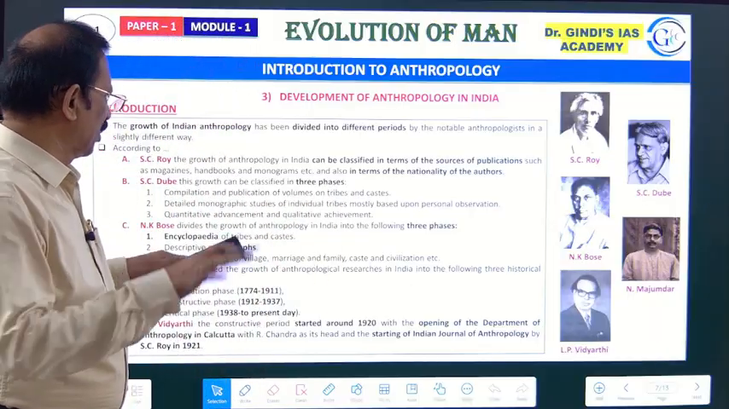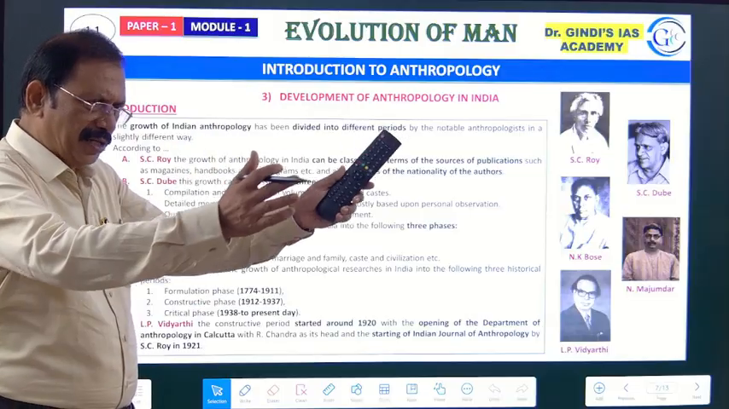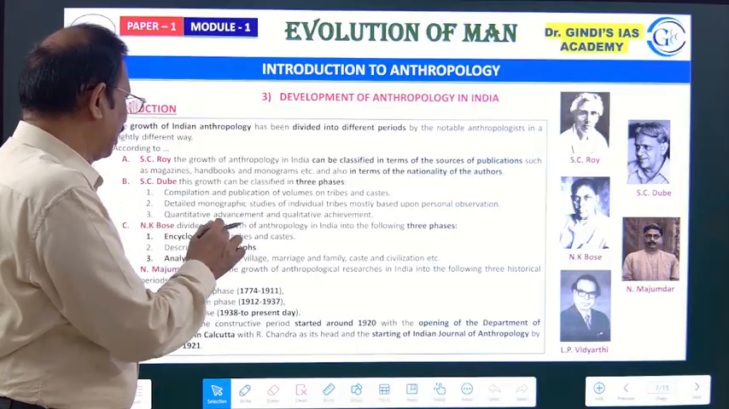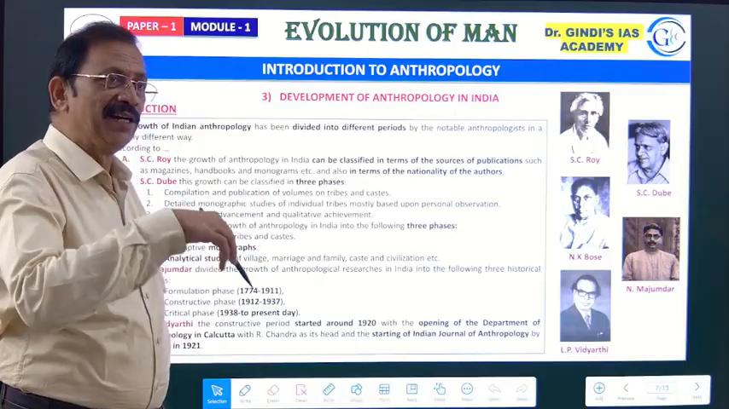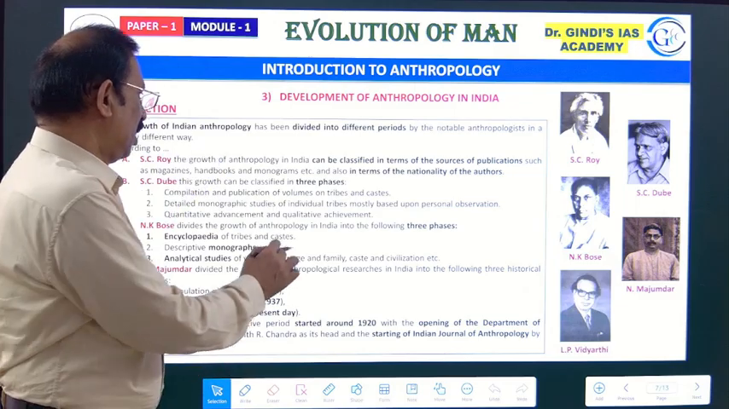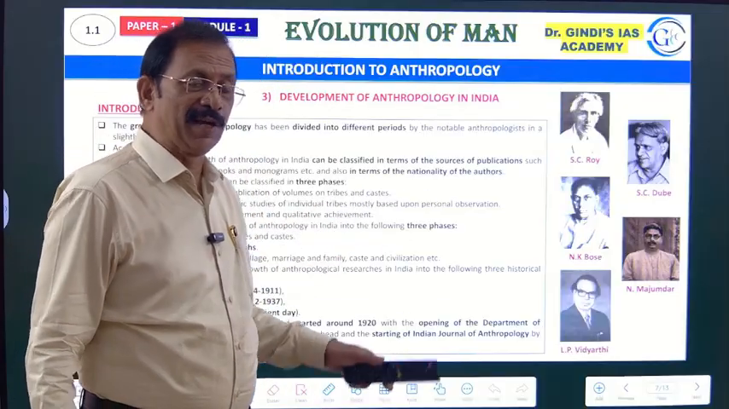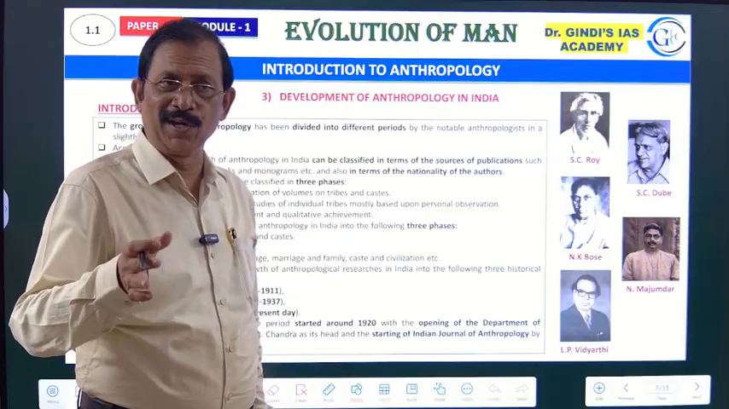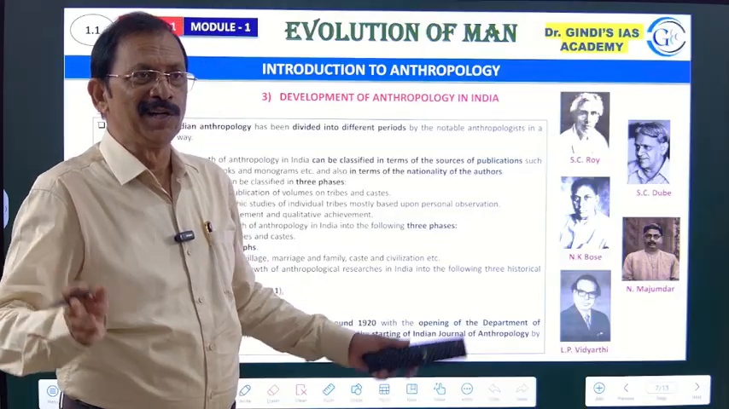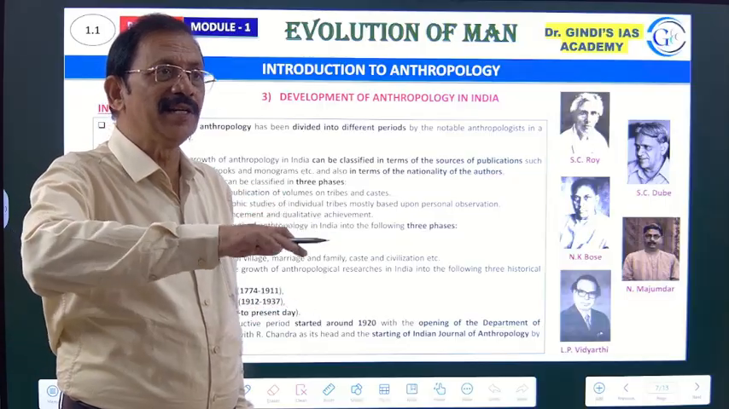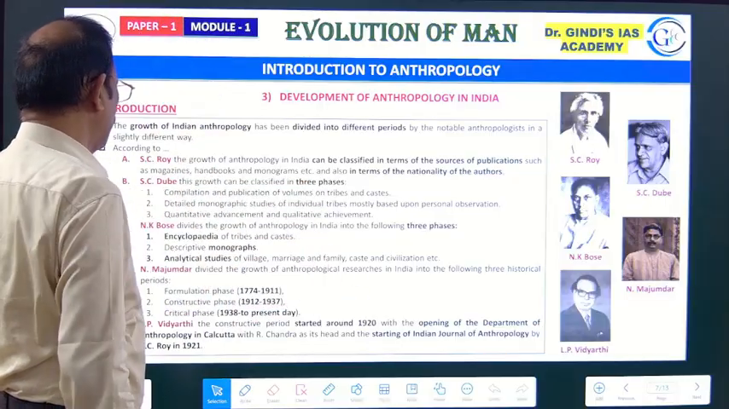So this was the first stage, only collecting data and compiling the data for publication. Then detailed monograph study. After that, detailed monograph studies were printed on individual tribes. So previously collectively, then individual tribes, Mundas, Yanadis, Chenchus, Boyas, Koyas, like this individual tribes are there. So slowly another stage started. That is the second stage as per S.C. Dubey.